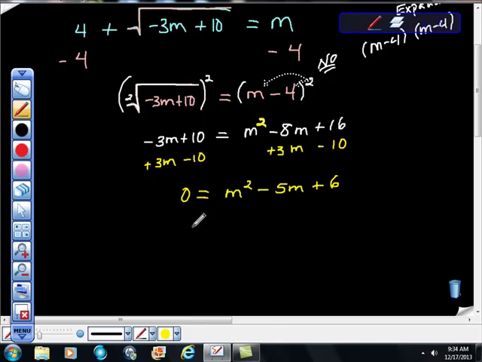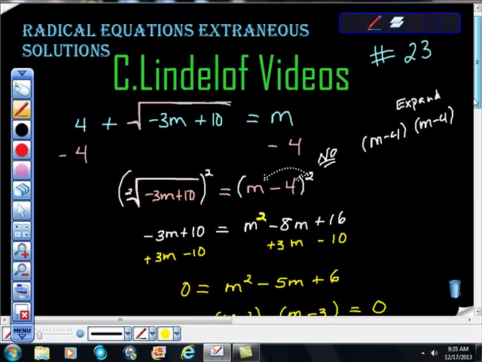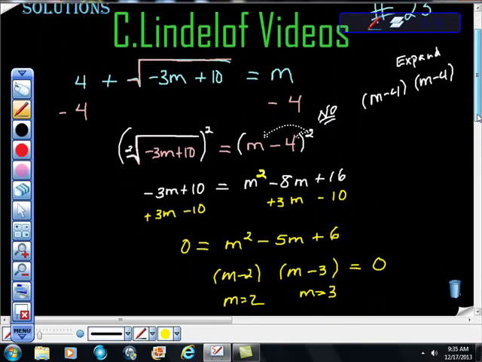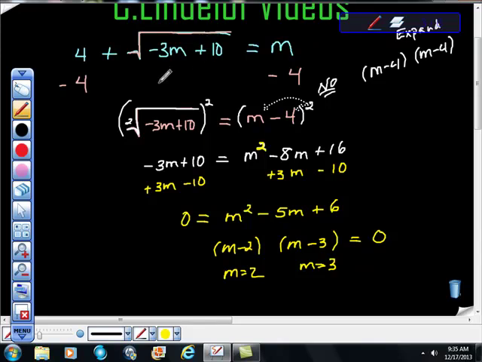So as we factor this out, we get m minus 2 and m minus 3 equals 0. All right, from there, what are we going to do? We're going to solve this and get m is equal to 2, m is equal to 3. And then we have to go back up here and put these values of m in and see what happens.